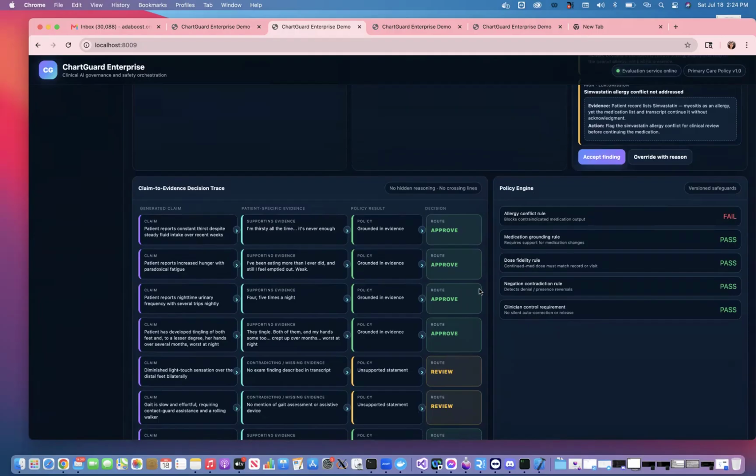So, does a human stay in control on any flagged note? As you see here from the findings tab, there are two actions. Either you can accept the finding or you can override with reason.